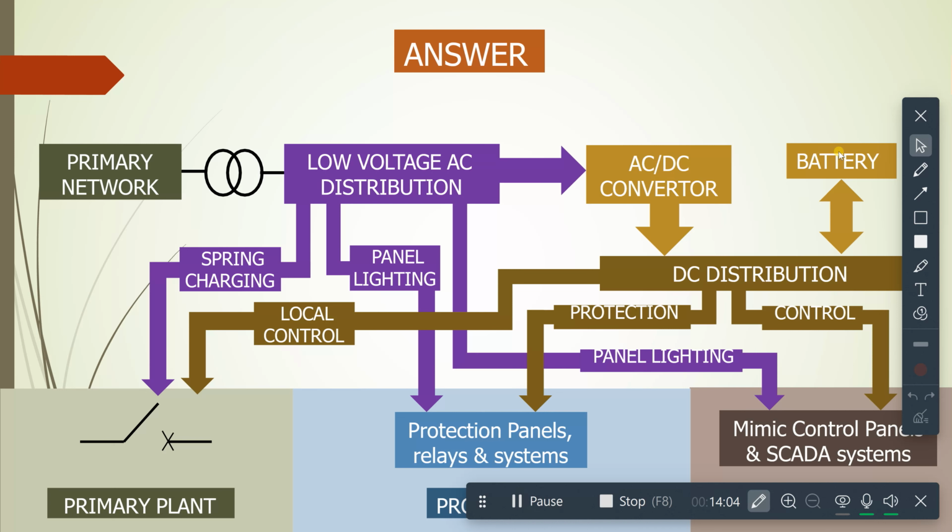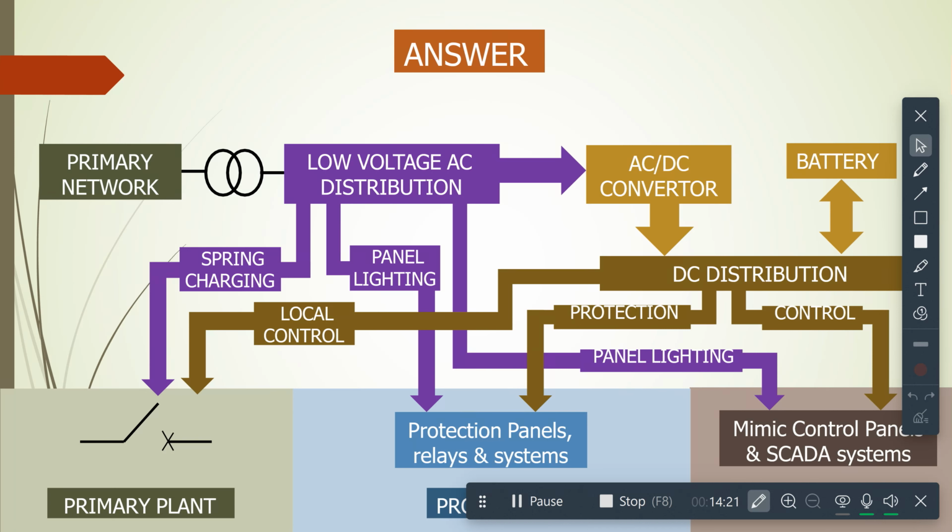Most high voltage substations have a battery that can provide a DC supply for up to 8 hours after the primary network has failed. This allows you to open and close the breaker and monitor the system until the supply from the main primary network returns.